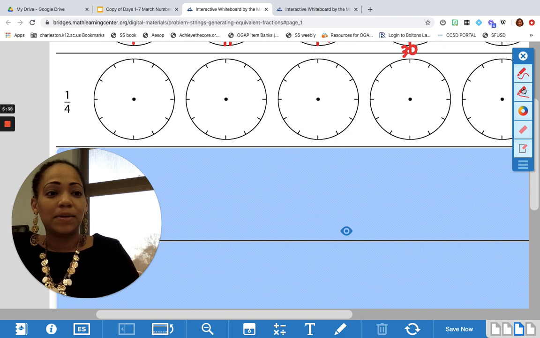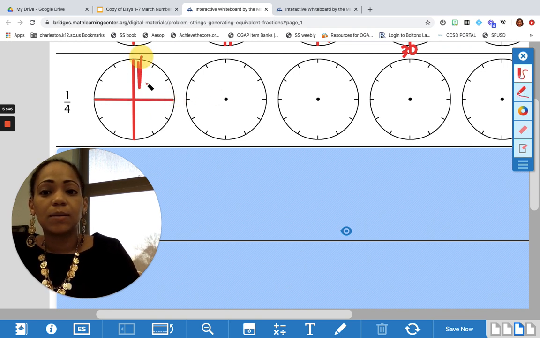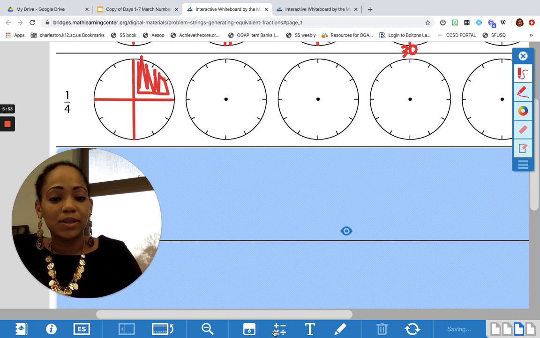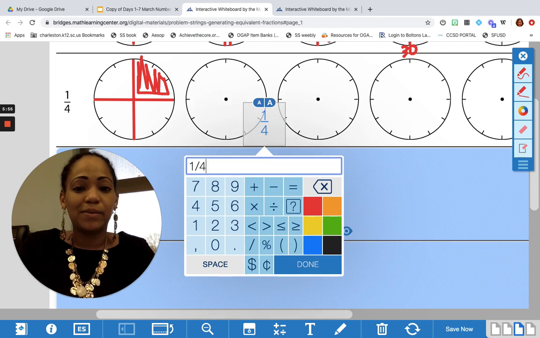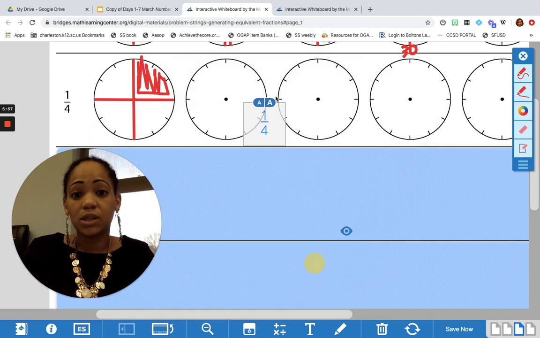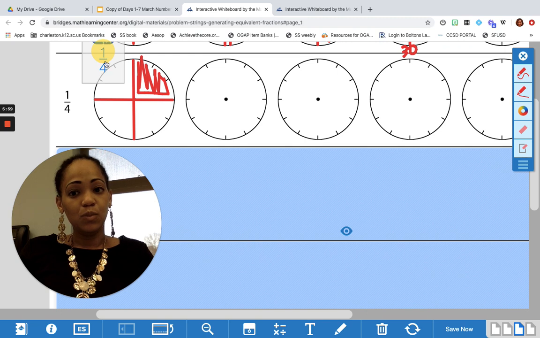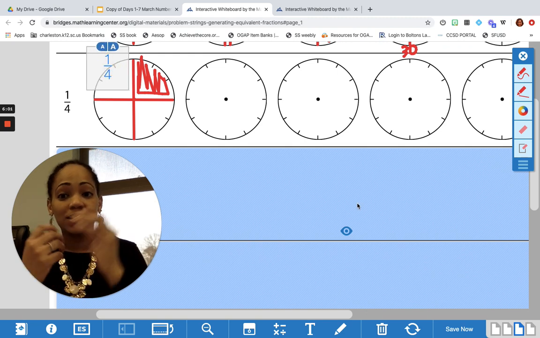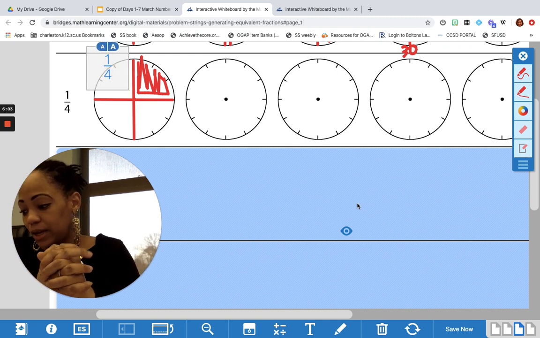All right, so I'm going to go ahead and label 1/4 here. Here's my fourth piece, and I'm specifically talking about this section right here. Y'all see it? Perfect. So we know 1/4 already, but I want to find an equivalent fraction for 1/4 on the clock face. What if I were to cut the fourths down into smaller size pieces? What would I get?